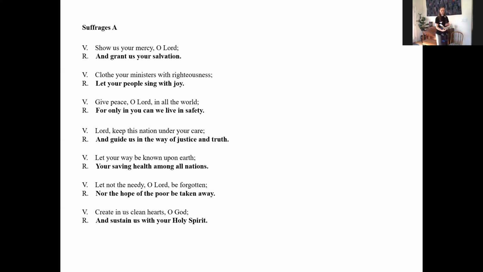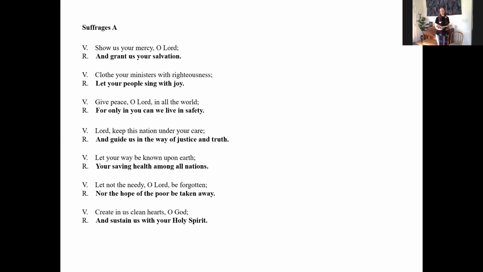So we continue on the next page. I invite you to respond to the suffrages, the part that's bolded. Show us your mercy, O Lord, and grant us your salvation. Clothe your ministers with righteousness. Let your people sing with joy. Give peace, O Lord, in all the world, for only in you can we live in safety.